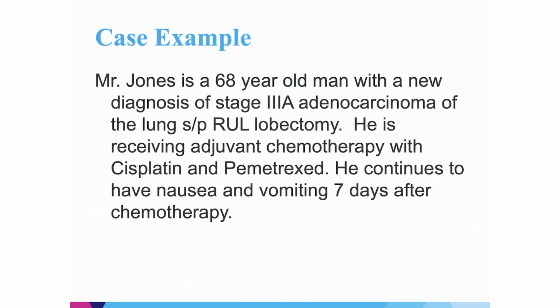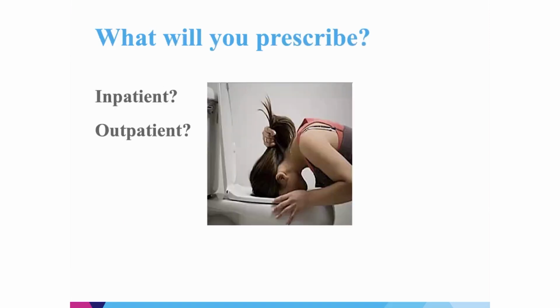So we're going to talk now about chemo-induced nausea and vomiting. And to do that, we're going to talk about this case. So we're going to talk about Mr. Jones, who is a 68-year-old man with a new diagnosis of stage 3A adenocarcinoma of the lung, who undergoes a right upper lobe lobectomy. He's receiving adjuvant chemotherapy with cisplatin and pemetrexed. He continues to have nausea and vomiting 7 days after chemotherapy.